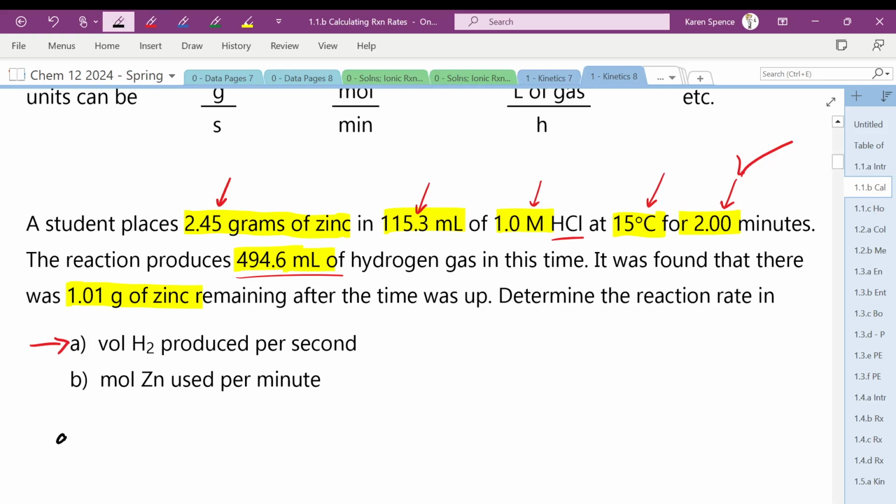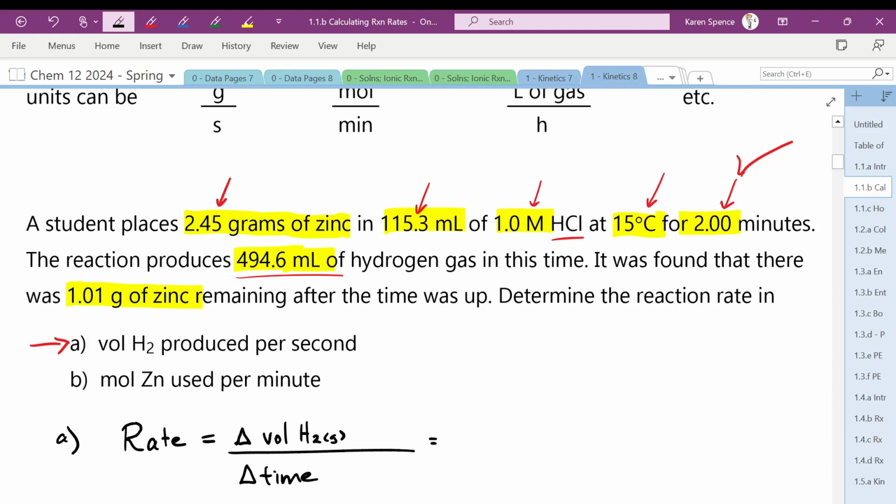So how to show our work for part A? We are going to start by writing what we are finding. What are we finding? We are finding the rate. Okay, so you want to write rate. And then you write equals. And then you're going to show how you will calculate it. Okay, and we can say it is the change in, in this case, what is the change in? The volume of H2 gas over the change in time.